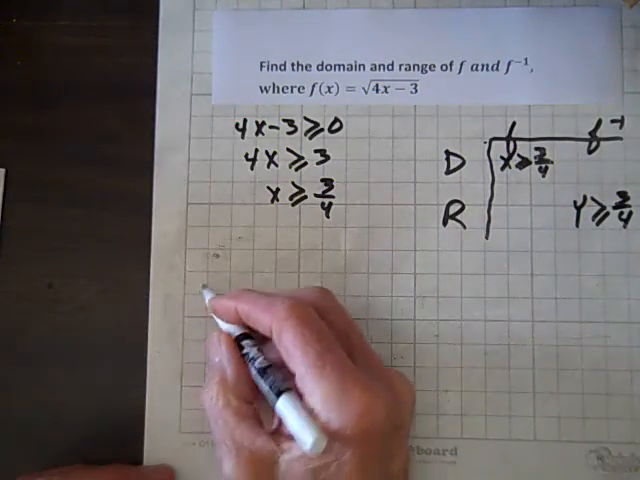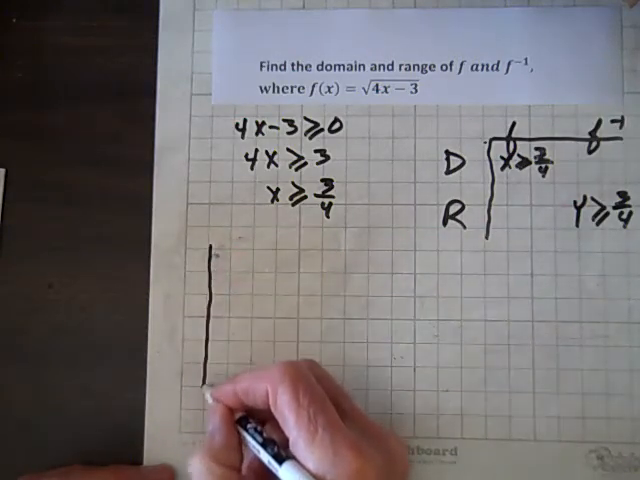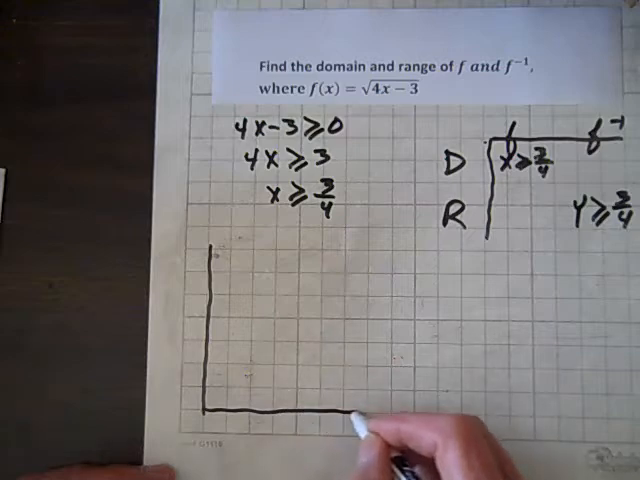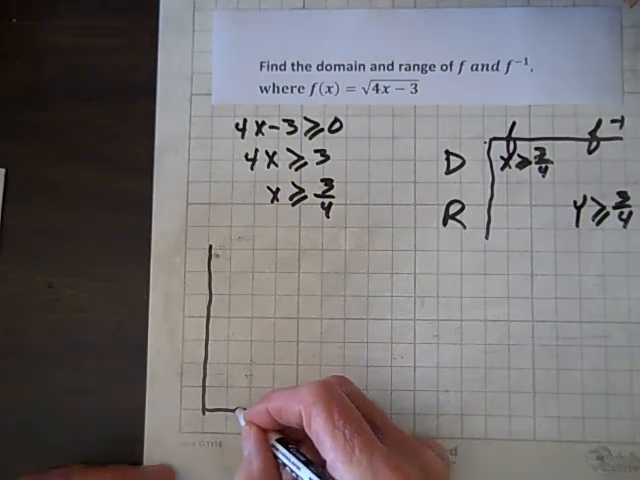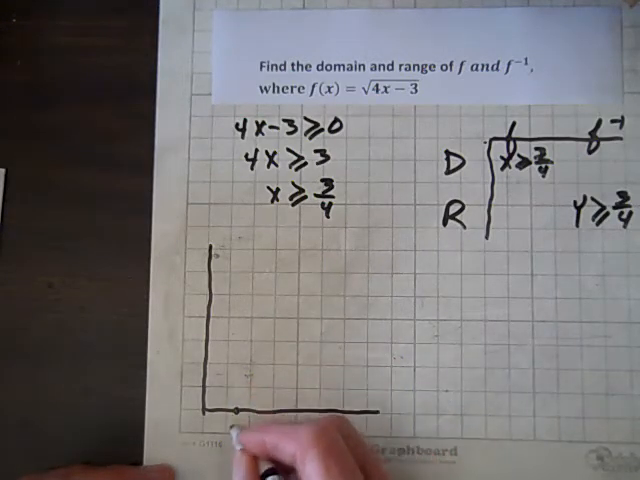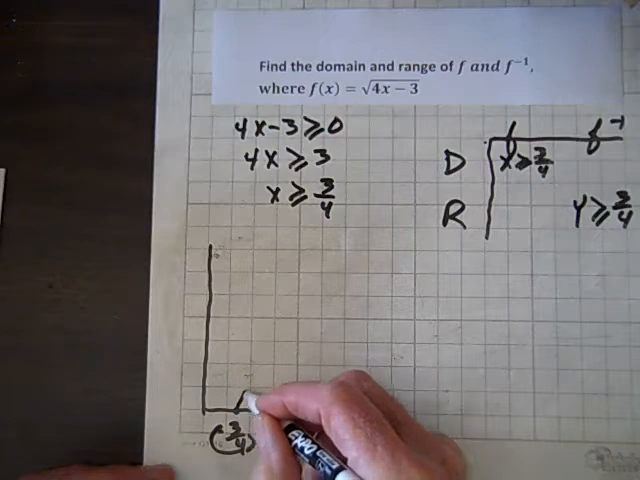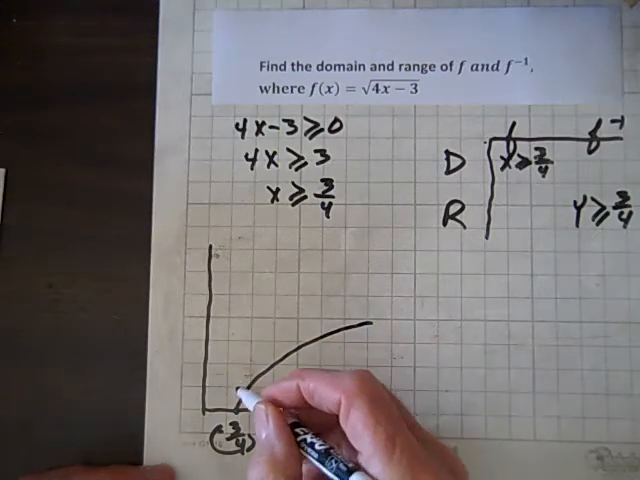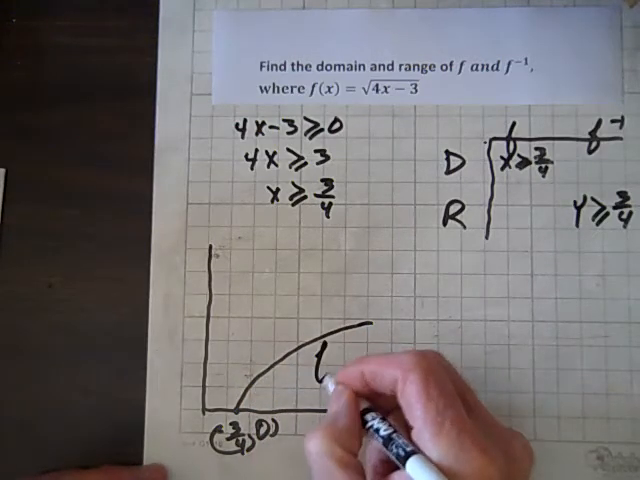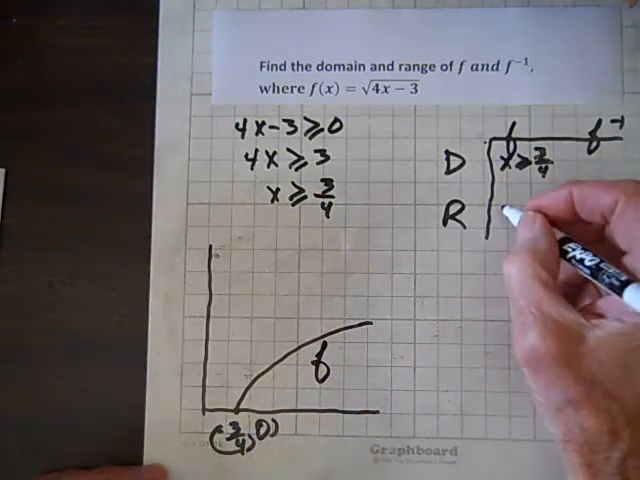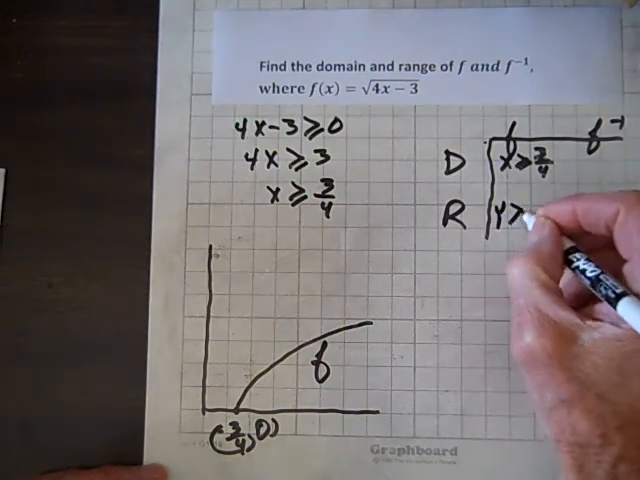Now as to the range, let's just graph the function. And we'll go over here to 3/4, 0, and that's what it looks like. And so this is f, and you can see the range of that, y is greater than or equal to 0.